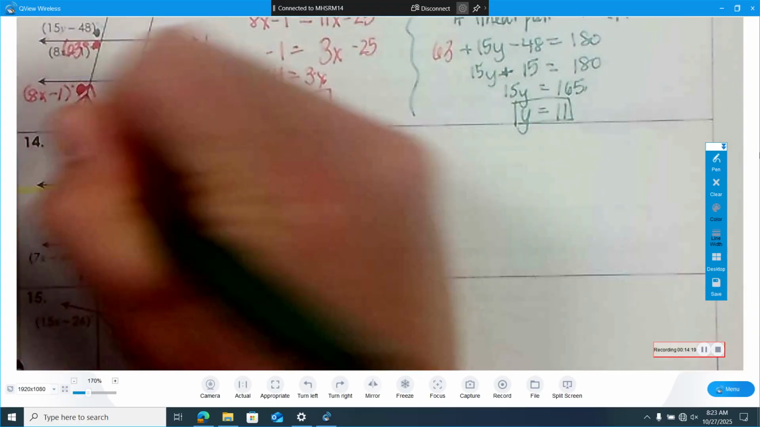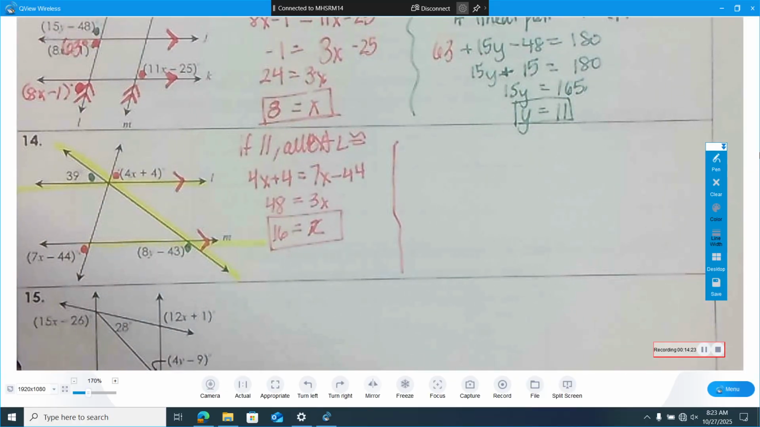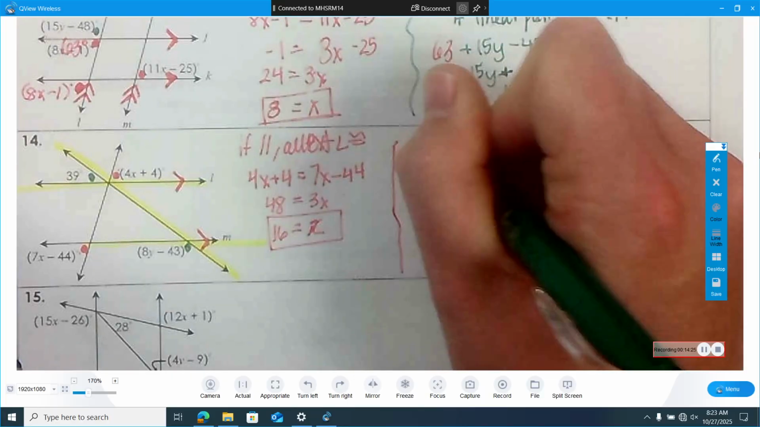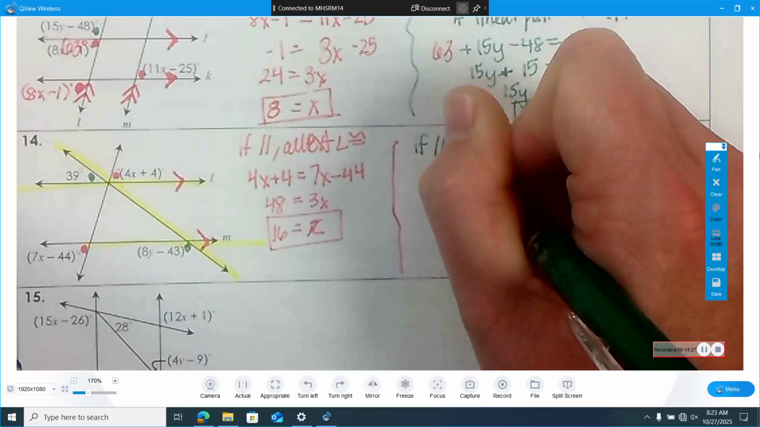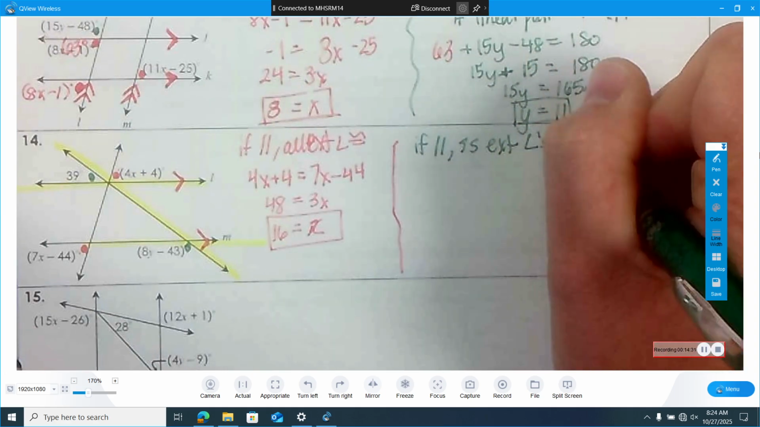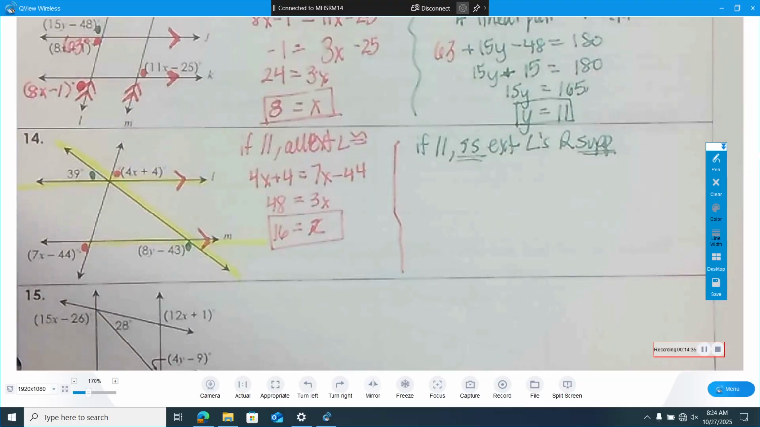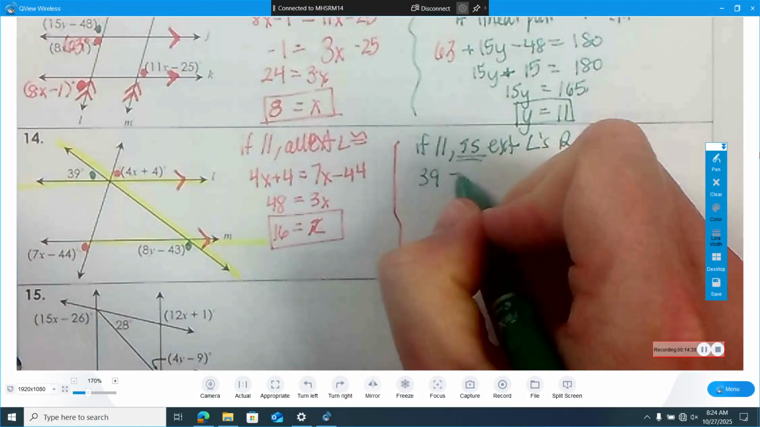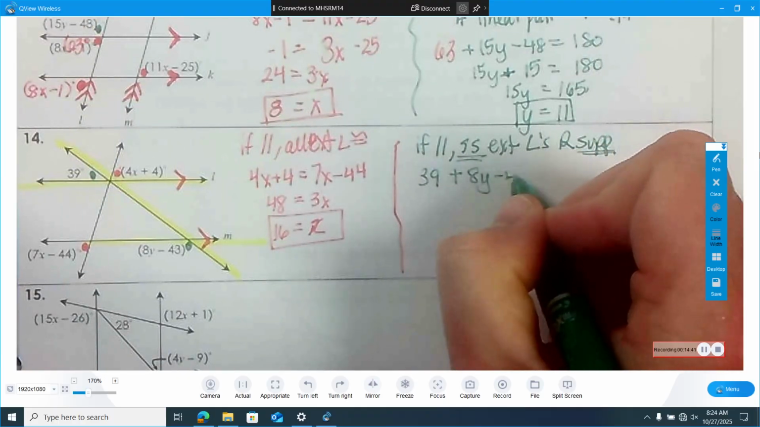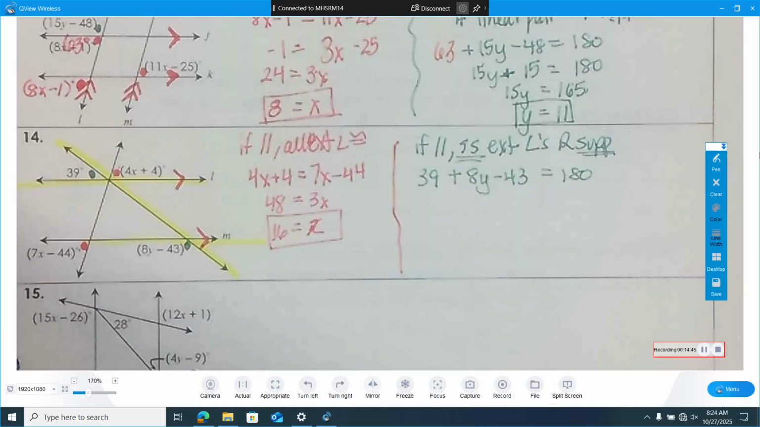So here, same side exterior means what? That they are equal to 180. Okay. If parallel, same side exterior angles are supplementary. So 39 plus 8y minus 43 equals 180 degrees. Do you see that they're supplementary? They're same side exterior?